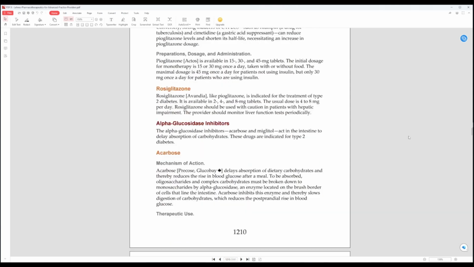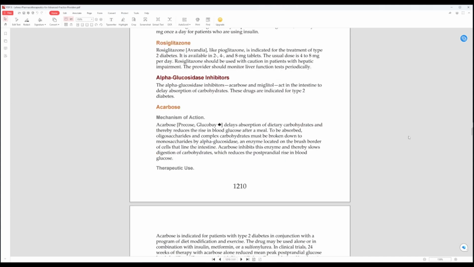So its doses are available in 15, 30, and 45 milligram tablets. The initial dose for monotherapy is 15 or 30 milligrams once a day, taken with or without food. The maximal dose is 45 milligrams once a day for patients not using insulin, but only 30 milligrams once a day for patients who do use insulin.